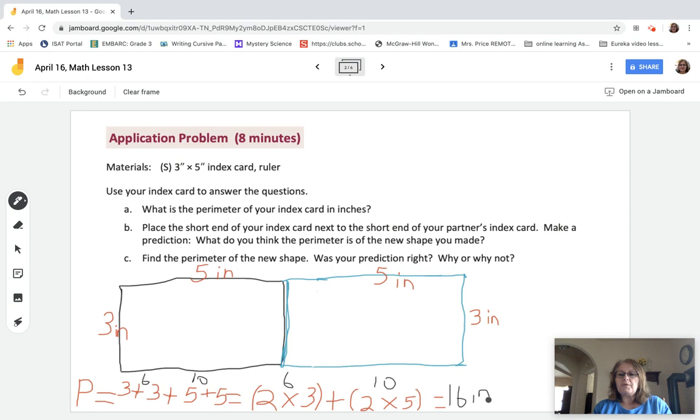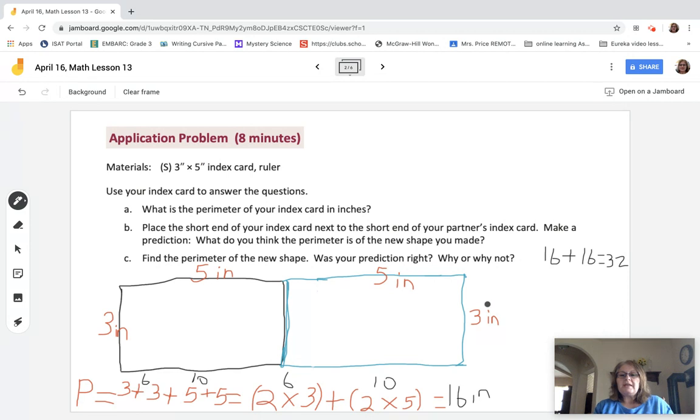There's two index cards. We know that the perimeter for one index card is 16 inches. So do you think that to find the perimeter for two cards would be 16 plus 16? Well, 16 plus 16 is 32. So would you say that our perimeter is 32?